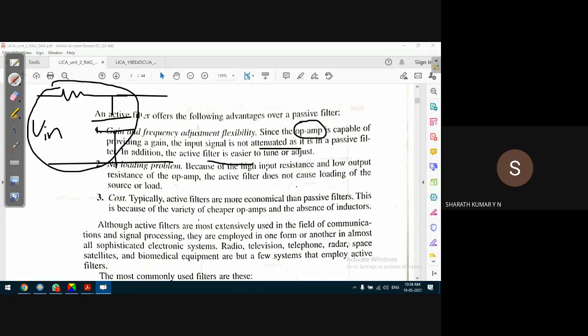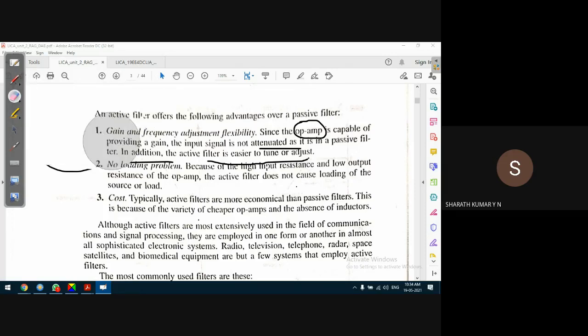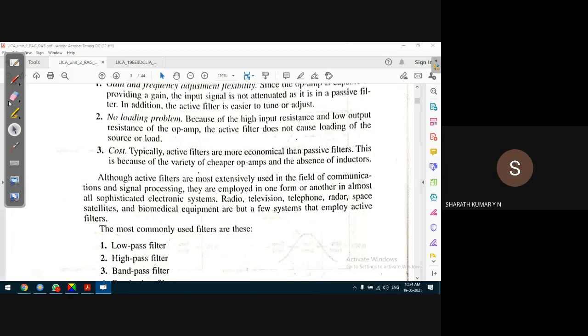In addition, the active filter is easier to tune and adjust. Because we can adjust the frequency and gain of the op-amps and transistors, it is easy to operate the filters. There are no loading issues because of the high input impedance of the transistors or op-amp and low output resistance. The active filter does not cause any loading effect on the source or the load. So this is what I was talking about, the loading effect.